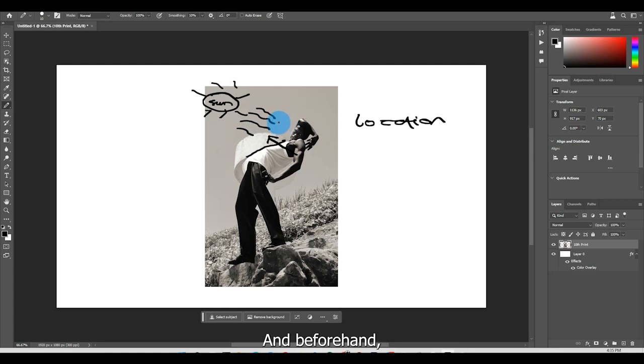And beforehand, I knew I'd be editing in black and white, and the harshness on the subject was going to draw more engagement to the subject, to the model. And that was the reason why I used the natural sun.